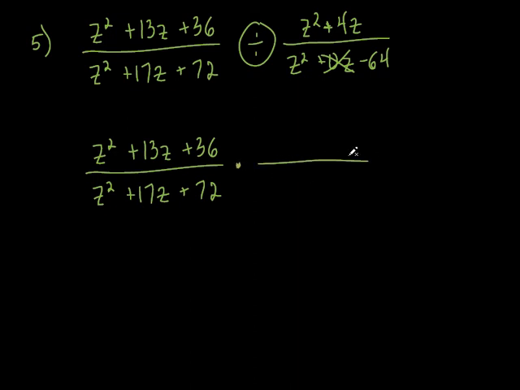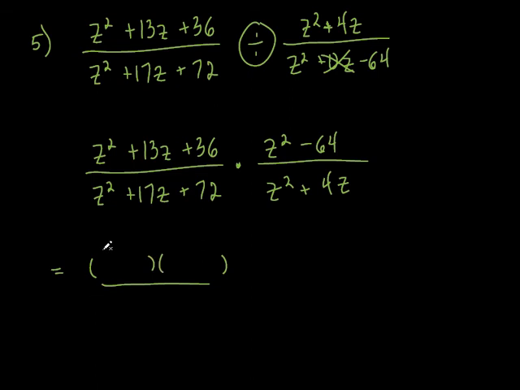And now what we're going to do is change this division into multiplication. But what do we multiply by? The reciprocal. So the z squared minus 64 goes on top, and the z squared plus 4z goes on the bottom. That was the only twist. That was the only new part of this problem compared to what we did on the other problem. Now, the rest of this is exactly the same as what we did in number 4.